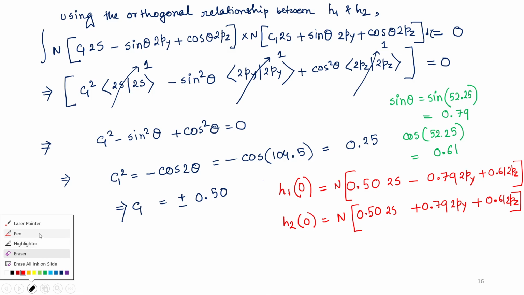Now we'll figure out the value of n, and that can be done now using the normalization condition.